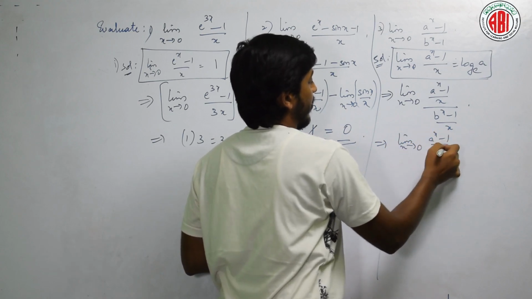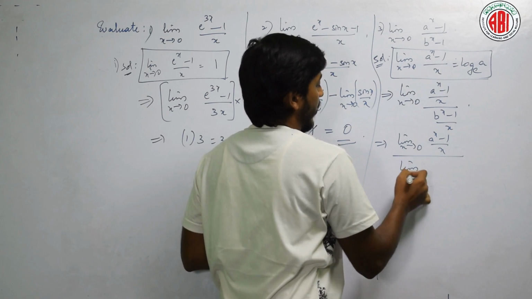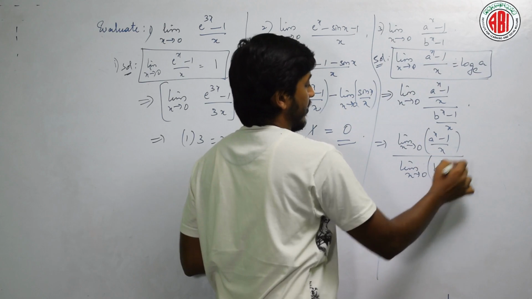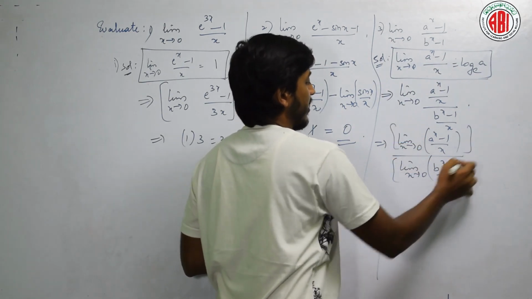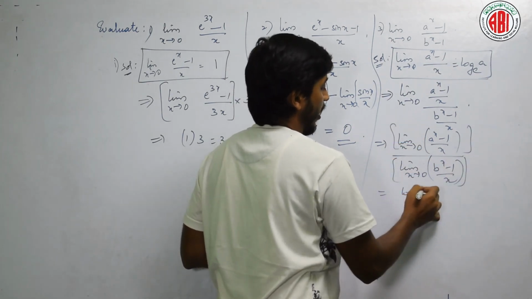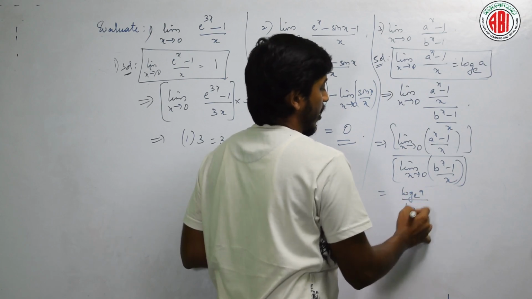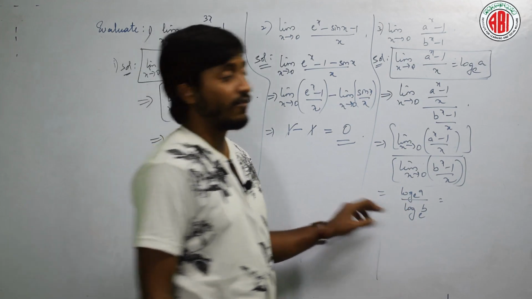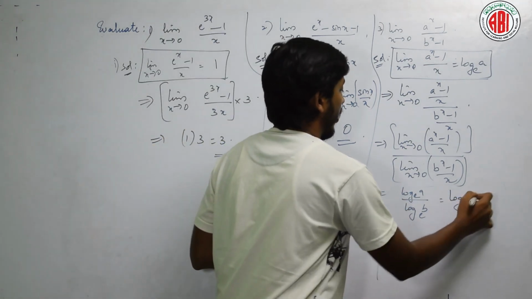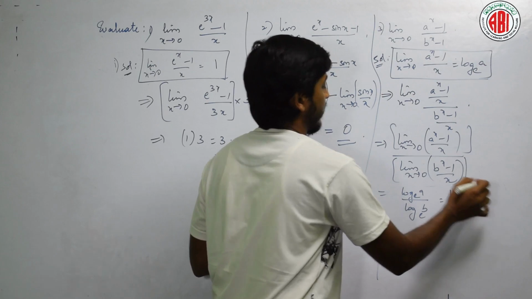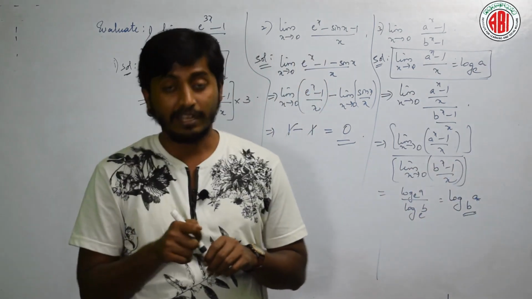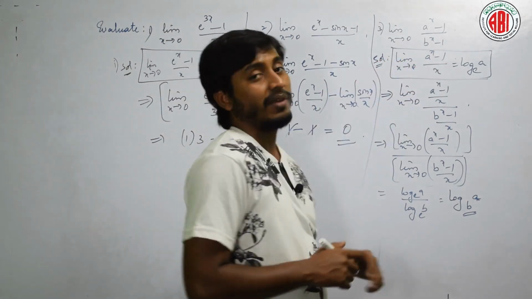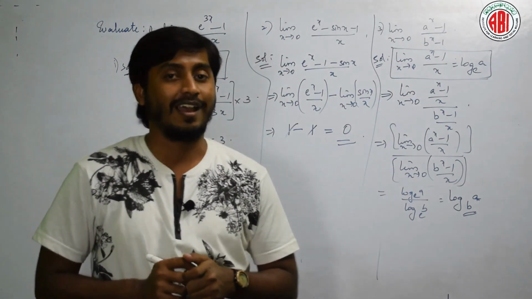Let us write the limits separately. Limit of (a power x minus 1) by x divided by limit x tends to 0 of (b power x minus 1) by x. Right? What is the answer for the numerator? Log a. What is the answer for the denominator? Log b. Log a to the base e by log b to the base e. What is the formula? Log a to the base b. This is a, do not get confused. Right? What is the formula we used again here? We used (a power x minus 1) by x is equal to log a to the base e.